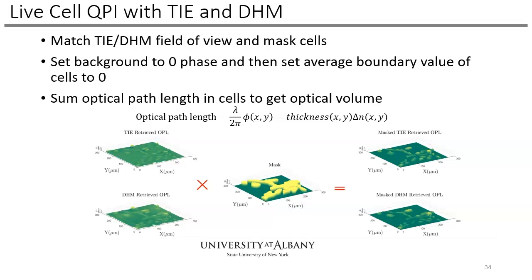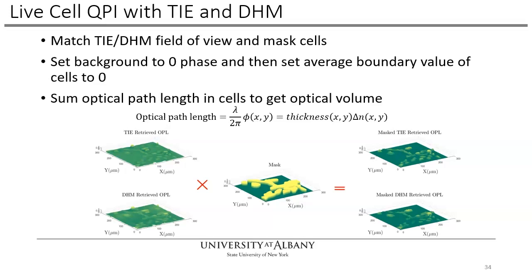In order to only measure the cells themselves and not background noise you might get from either system, we draw a mask around the cells. A lot of this is done by hand, but Art has worked a little bit on automated segmentation techniques to speed this up. We can put a mask over the cells, set everything outside of them to zero to remove background and make sure we're not counting that when we're computing volumes.